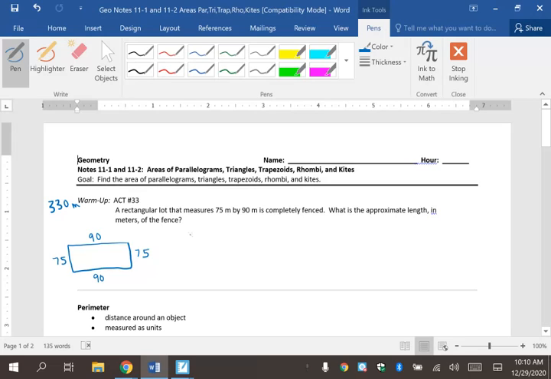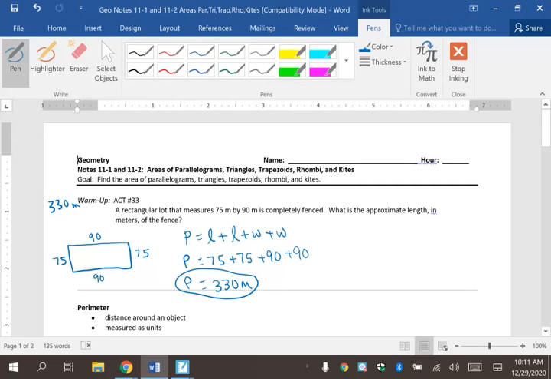That just means perimeter. So perimeter of a rectangle is just the lengths added together and the widths added together. And so we just have the 75 plus 75 plus the 90 plus the 90. In any order you can add them, and you get the answer of 330 meters.